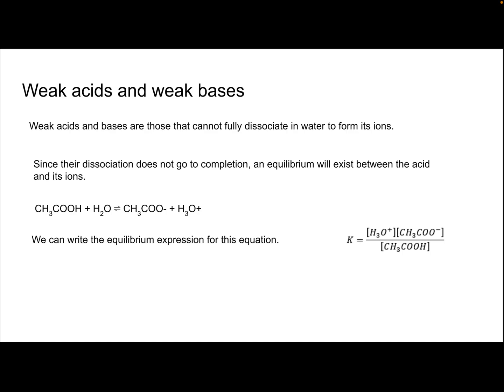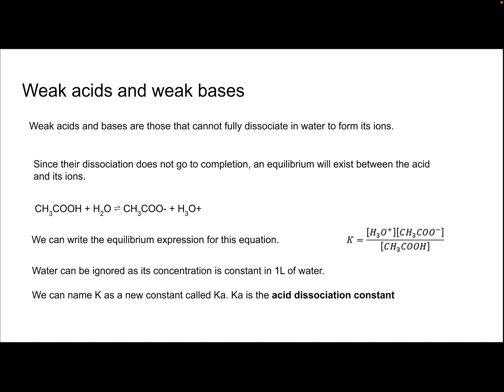In this case, we can ignore the concentration of water because it is constant in 1 liter of water. Since it's just a constant, we don't need to consider it, because it's not variable and it's not going to change. So we name K as a new constant, which we're going to call Ka, K subscript A, and this is known as the acid dissociation constant.